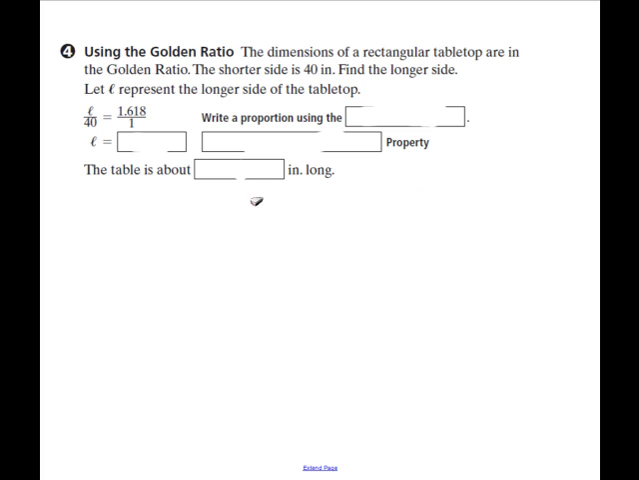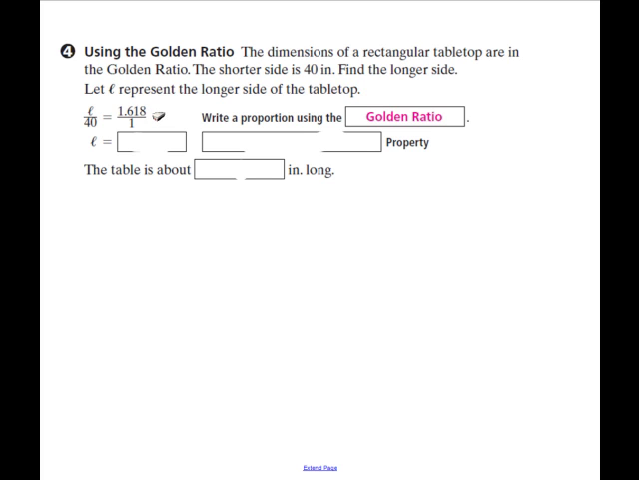So we're going to write our proportion, which means we're going to use our golden ratio, which is 1.618 to 1. And on the other side, we're going to use our two sides, L being the longer side over 40, which is the shorter side. Now, we're using the golden ratio here. The question is, I cannot hear, but imagine some people asking, well, how do you know that this is L over 40 instead of 40 over L? Or 1 over 1.618, or sorry, 1.618 over 1 instead of the other way around.